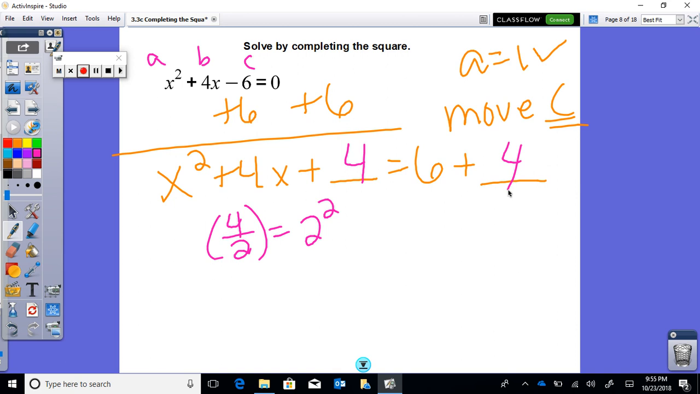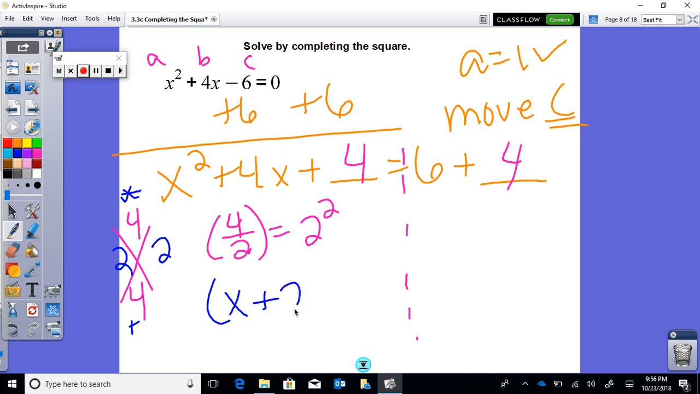I like to add the blanks again to remind me that whatever I do to the left, I also have to do to the right. Now we just simplify the left by factoring. So factors of 4 that add up to 4. Well, 4 is 2 times 2, and 2 plus 2 is also 4. Remember, it has to multiply up here and add down here. So 2 times 2 is 4, 2 plus 2 is 4. So it factors to x plus 2 times x plus 2. And I want to write it as x plus 2 squared. Then 6 plus 4 on the right is 10.